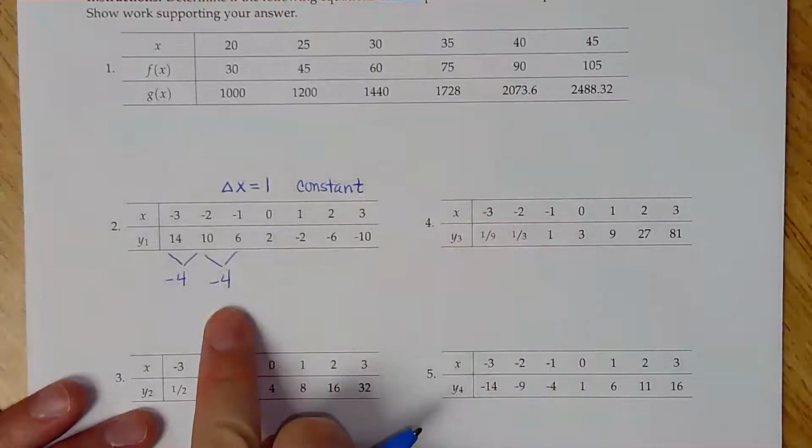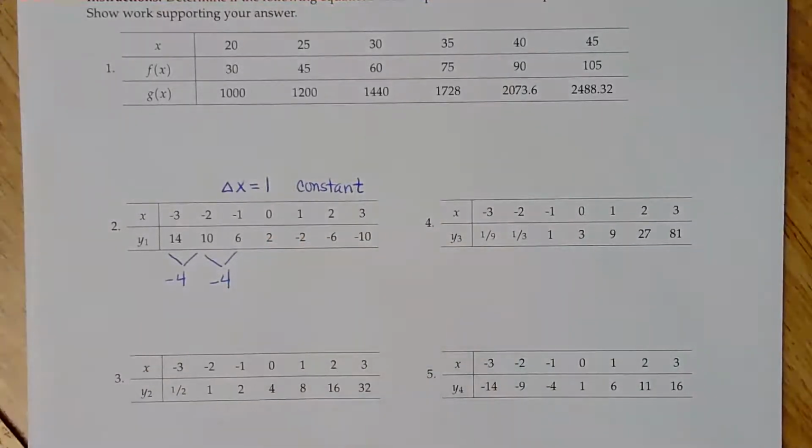So this tells me that my function y1 is definitely not exponential, because if it was exponential, the difference between consecutive y values would be changing. But since it's not, that means my only possible answer left is maybe linear. Could be neither. But we're going to check and see if it's linear.